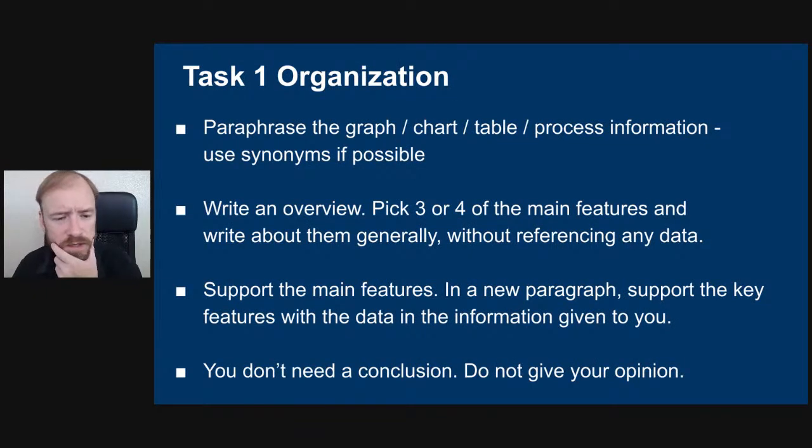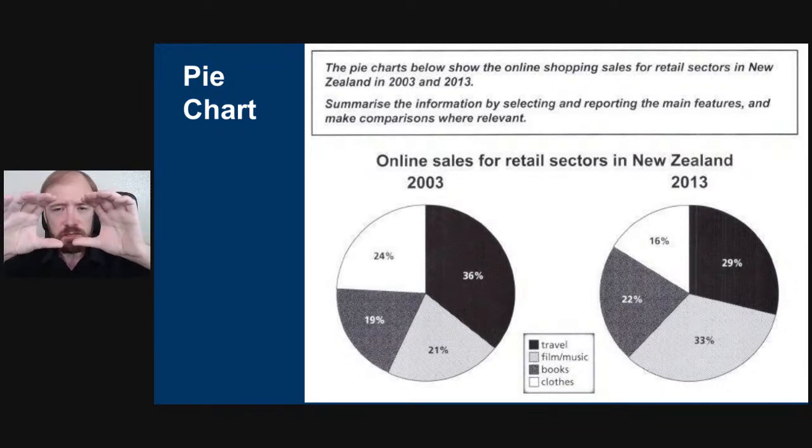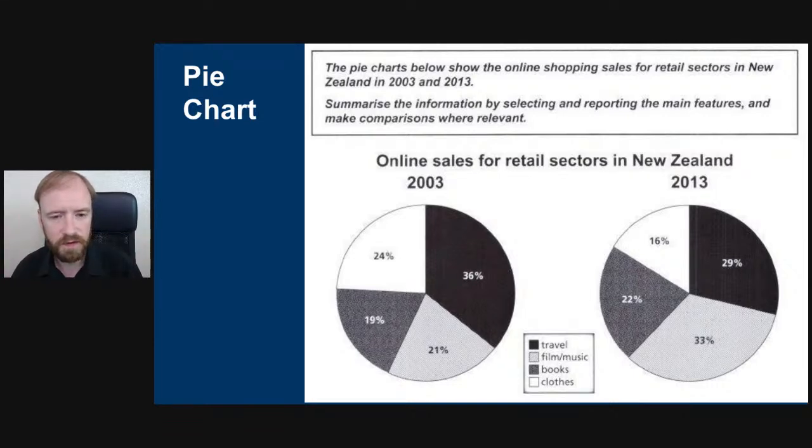And then the third point there, support the main features in a new paragraph, support the key features with the data in the information you're given. So again, you want to summarize or paraphrase what's happening with the instructions, the chart, talk about a general trend of the charts, use data to support you in the other paragraph. And I know a lot of you are asking, what do I do? Relax. We're going to practice this later.